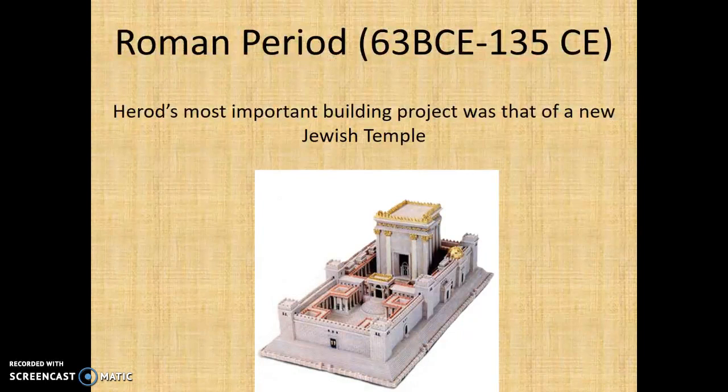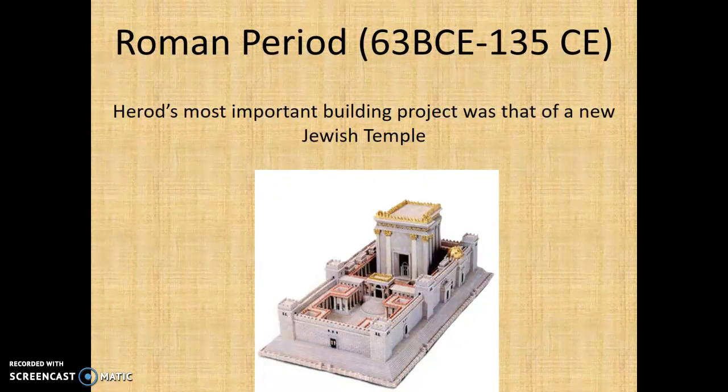But his most important building project was that he redid or renovated the Jewish temple. So if you'll recall, there was, of course, Solomon's temple built in the reign of Solomon, and then that was destroyed by the Babylonians in 587, 586. And then, of course, once the Jews came back from Babylonian exile, they rebuilt a temple, but with very little resources. So it was a modest temple. Well, here Herod beautified the temple and put gold all around it and expanded it.